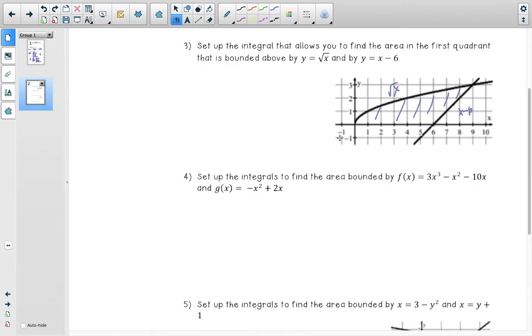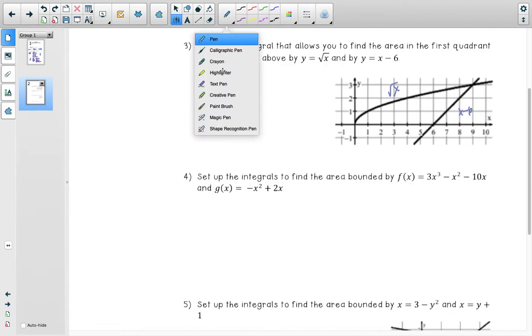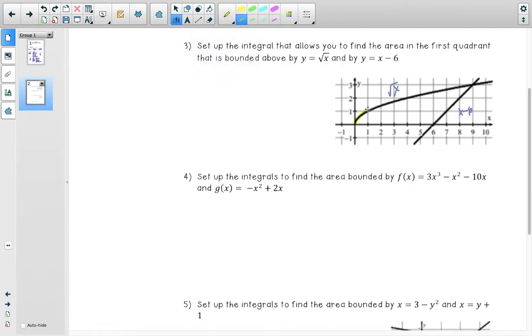Okay, now we actually have to do this in two parts, so I'm going to back that up. And the reason we have to do it in two parts is because from here to here, the graph is bounded by y equals square root of x and the x-axis. So let's highlight this. So from here, that is bounded by the square root of x and the x-axis. But on this chunk, it's bounded by the square root of x and this x minus 6. And because of that, we have to make two different equations.